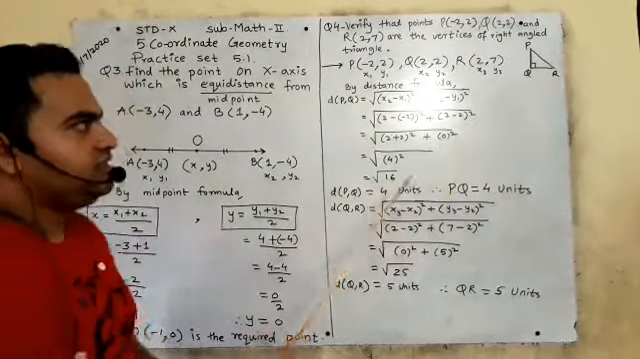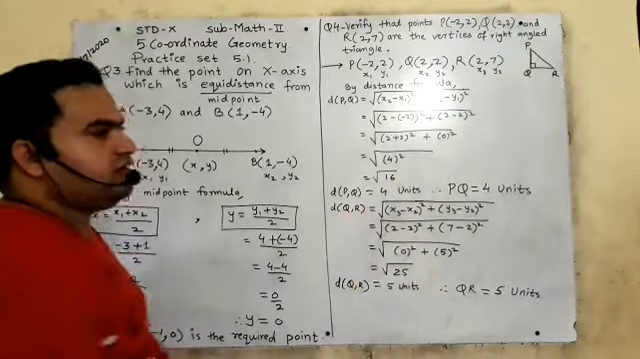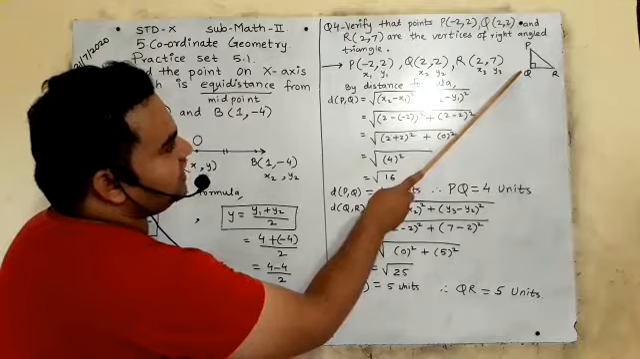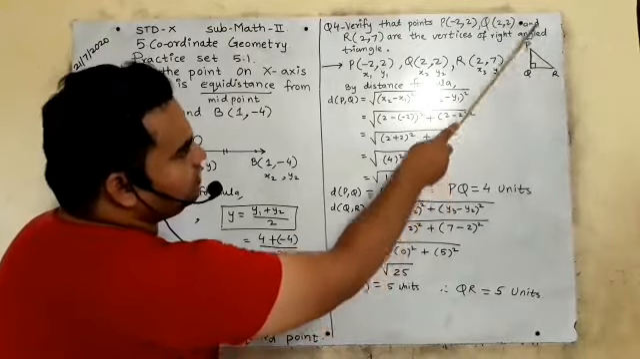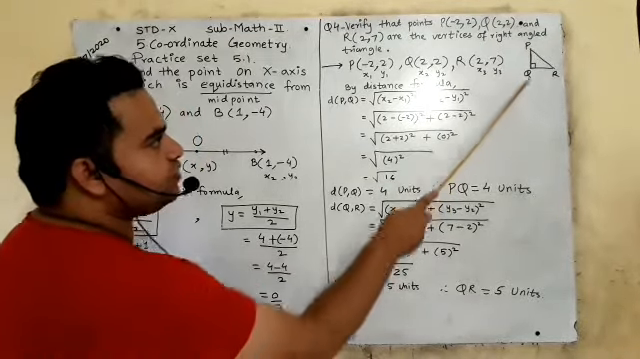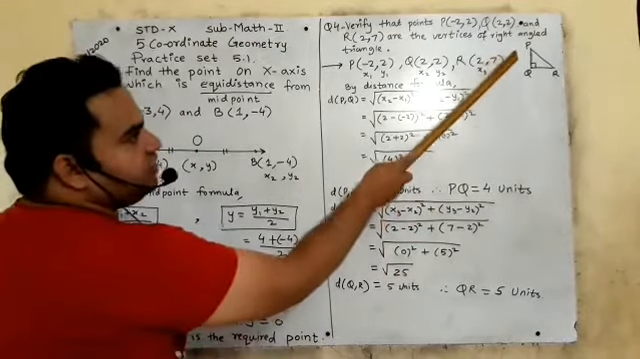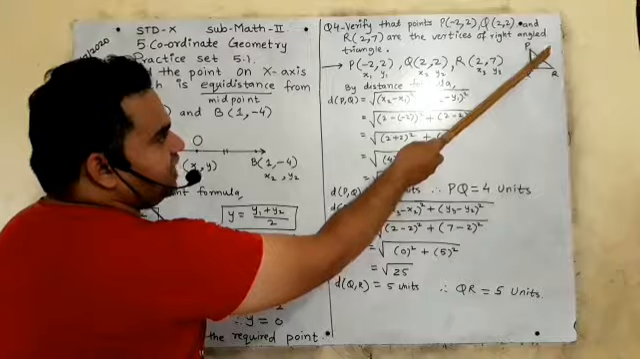PQR, and this is the symbol of a right angle triangle. Can you say this PQ is side 1, QR is side 2, and PR is the hypotenuse, because it is the side opposite the right angle. So this is side 1, side 2, and this is the hypotenuse.